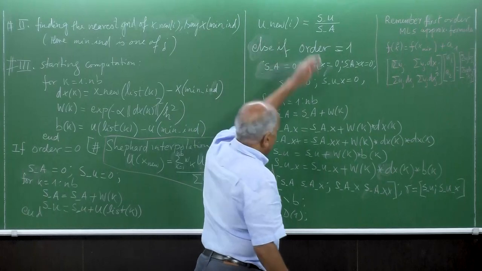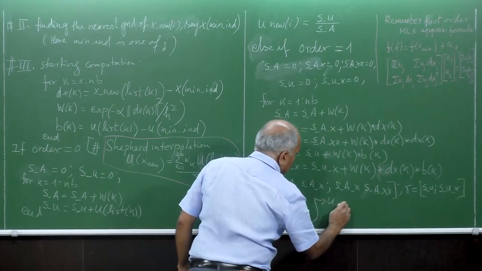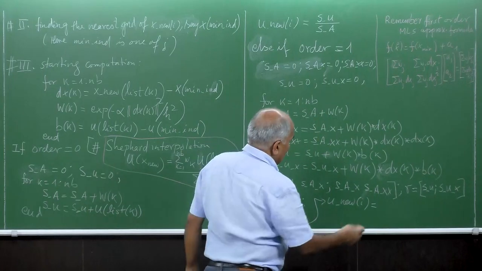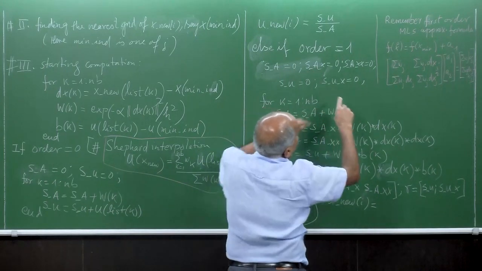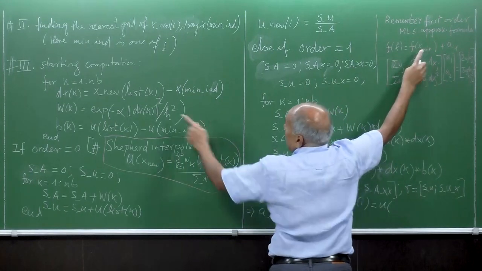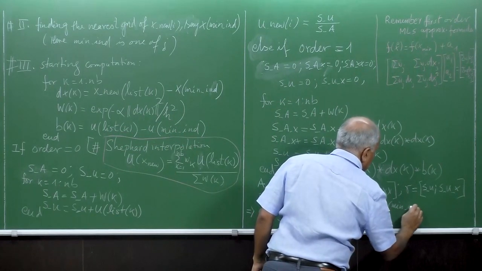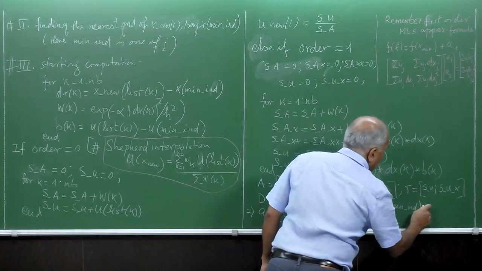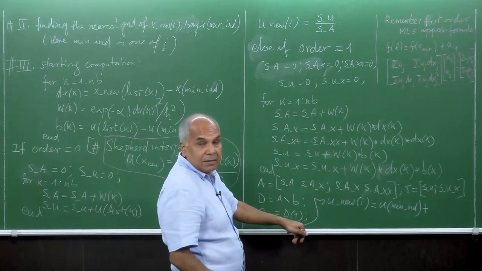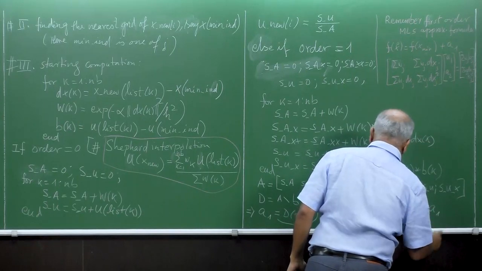Once we know A1 is equal to D1, our final interpolation will be, instead of u nu of I, let us continue here: u nu of I is equal to the x mean, which is already given from here, plus A1. A1 we have already defined, so this is D1 or A1.